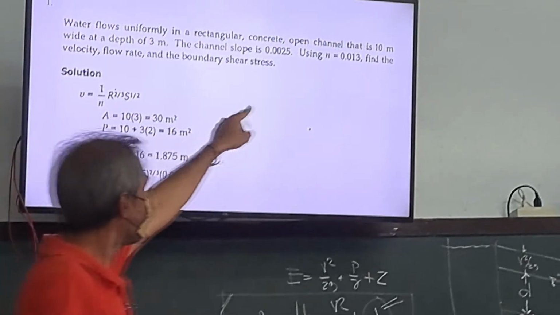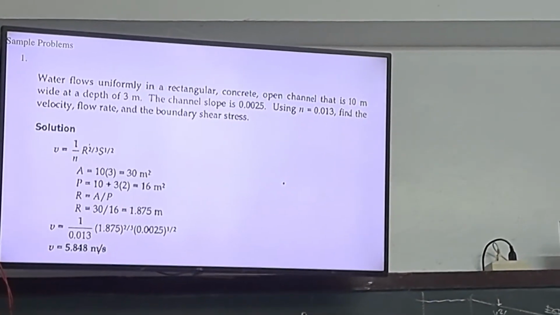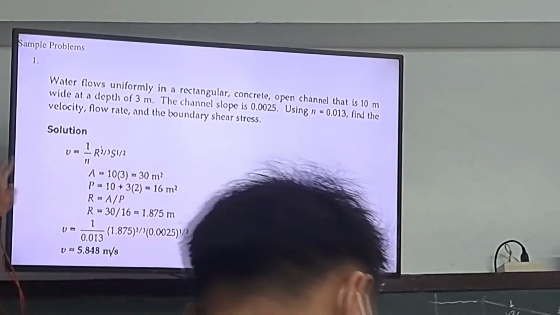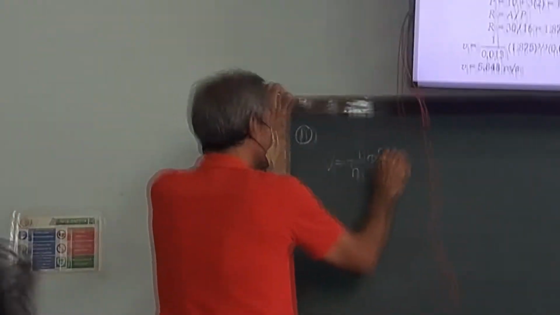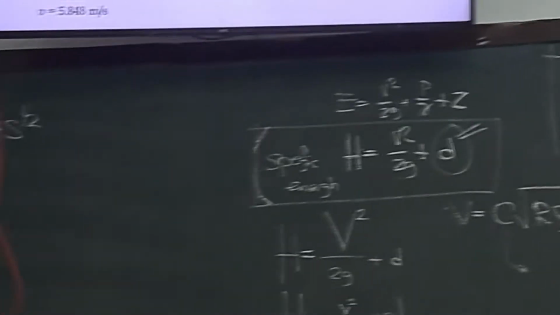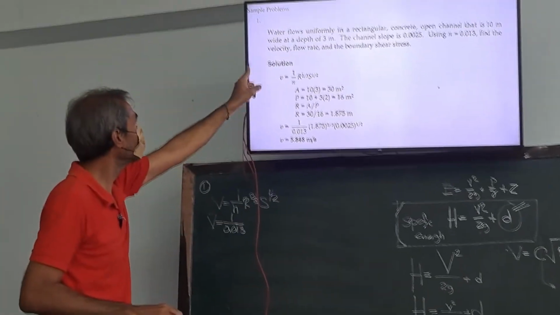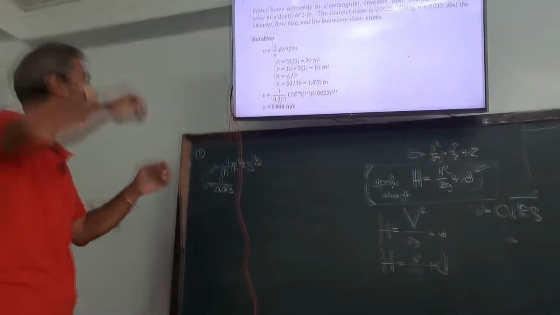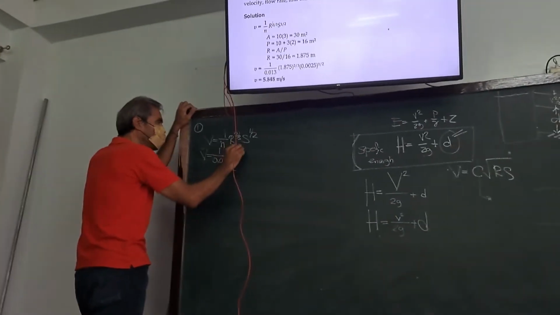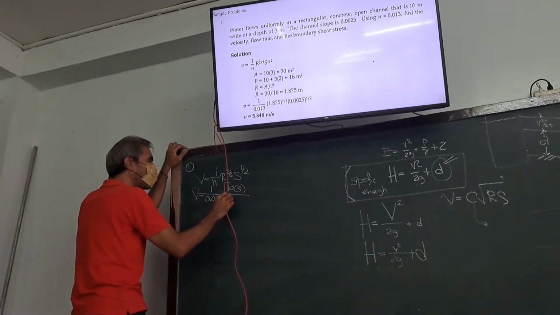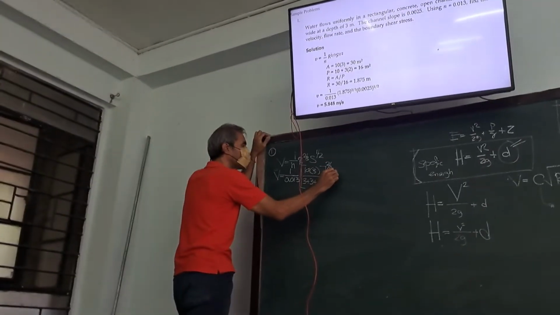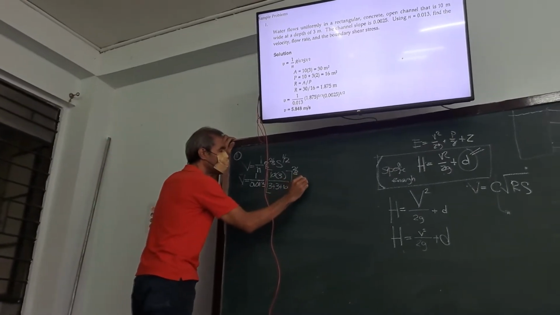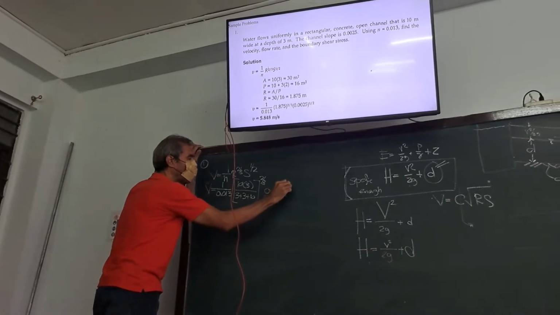So, number one. We are given n. What we want is the velocity. Velocity equals 1 over n, R to the 5/3... to the 2/3, S to the 1/2. Velocity is equal to 1 over 0.013, times the area, 10 times 3, divided by the wetted perimeter, 3 plus 3 plus 10, to the 2/3. And then S is 0.0025, to the 1/2.